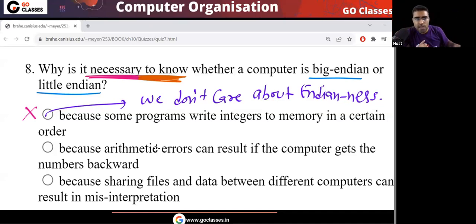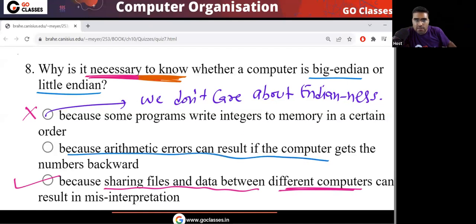And what was the other situation? The other situation was when you transfer files or data between different computers over a network. So here endianness will matter. And in the earlier case, endianness does not matter. So very simple. For this question, the answer will be option C. Did you understand this? Let me know.